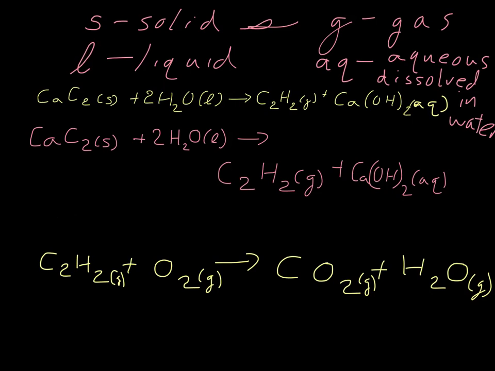So you can see that your calcium carbide here is a solid because it has an S next to it. We can see that our water is a liquid because it has an L next to it. We can see that acetylene here is a gas because it has a G next to it. And calcium carbide's aqueous because it has that AQ in parentheses next to it. So that's how you denote phases in a chemical reaction.